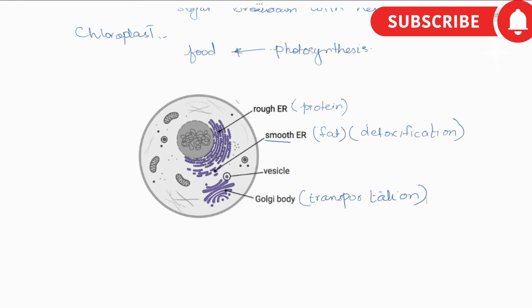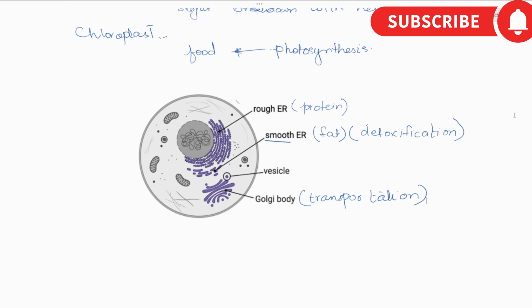I guess we have discussed all the organelles. Let me just recall. We have done the cell wall. It provides the strength and protection to the cell. We have discussed the cell membrane, which controls the movement in and out of the cell. Then the nucleus, which is the brain of the cell, controls all the activities. Then the cytoplasm, where the chemical reactions take place. Then the ribosome, which helps in protein synthesis.